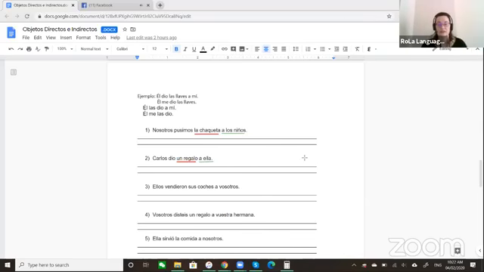Número tres. Ellos vendieron sus coches a vosotros. They sold their cars to you all in Spain, vosotros. So first, what's the indirect? Answer the question, to whom or for whom? A vosotros. And then how about for the direct object, the thing that's being directly impacted by the verb? It's sus coches, their cars, because that's the thing that's being sold. So now if we're going to make the version of the sentence with just the indirect replaced, ellos os vendieron sus coches.